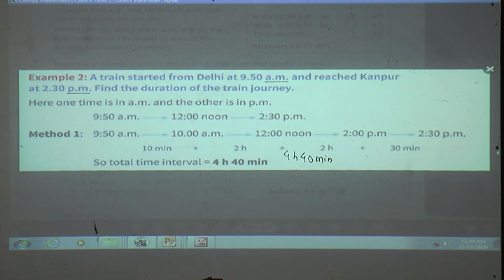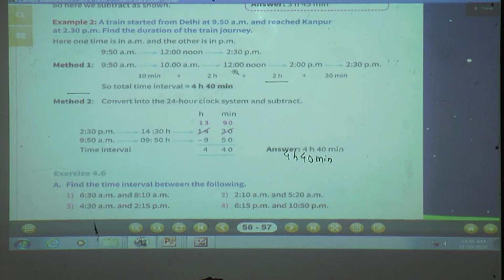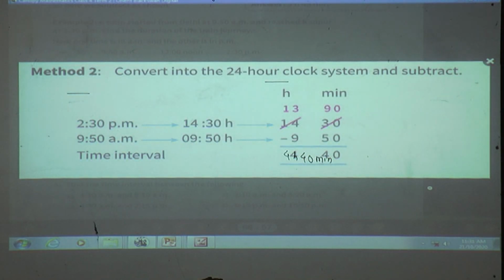See, you have to find out in this way. When one time is given in AM and one time is in PM, you have to observe properly and solve. Okay? Clear? Yes, very good. Now the same question, how we can solve with method 2.